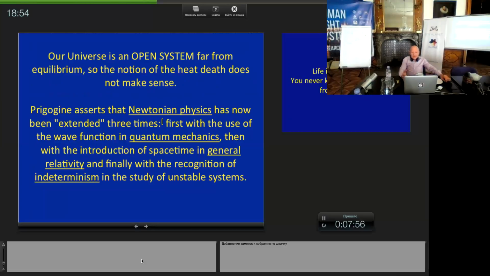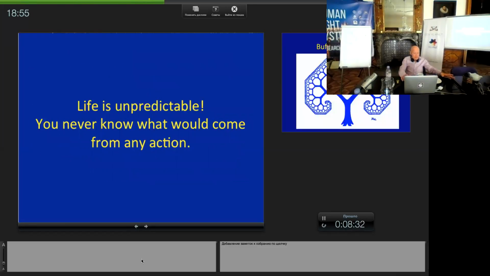Prigozhin asserts that Newtonian physics has now been extended 3 times. First with the use of the wave function in quantum mechanics, then with the introduction of space-time in general relativity, and finally with the recognition of indeterminism in the structure of unstable systems. So Newton was a genius. He created our understanding of the universe, but this was limited to some extent. Now we have extended it much more. So it means that life is unpredictable.